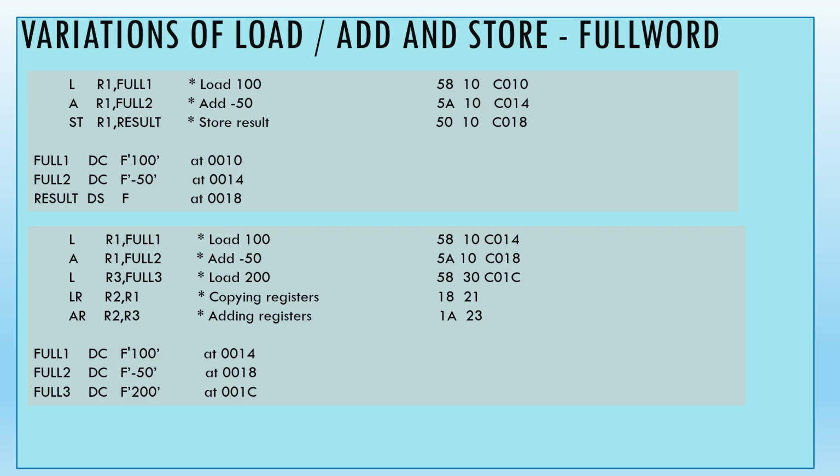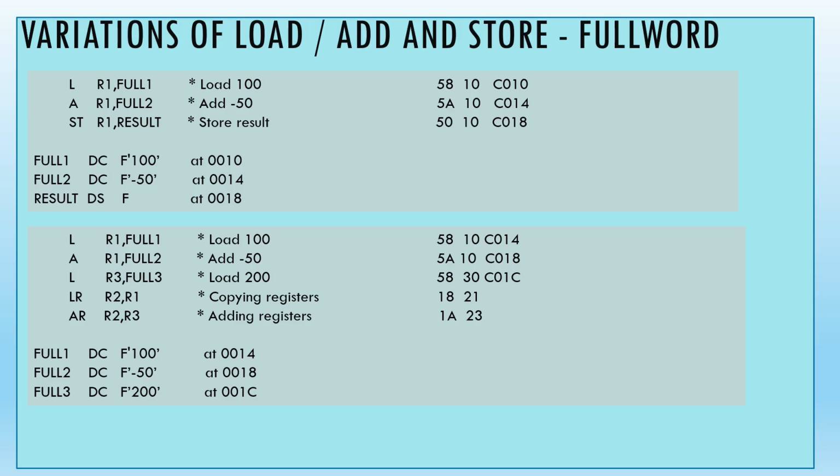Then we are adding it. When we are doing the add, we are adding a negative value, because there is nothing like a subtraction. So we are adding a negative value, R1 full 2, which is at C014. Then ST, we are storing back the result. Result is at 0018. R1 result.